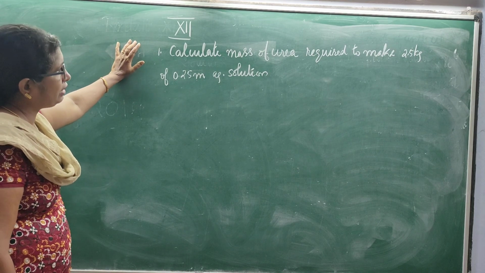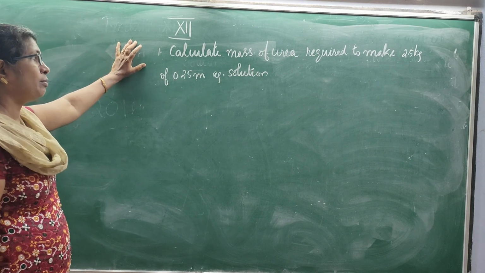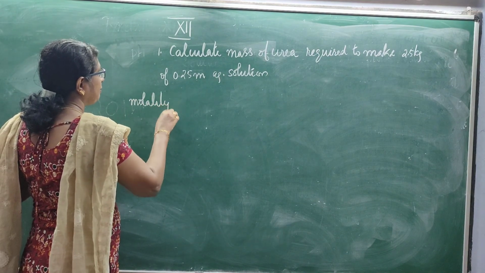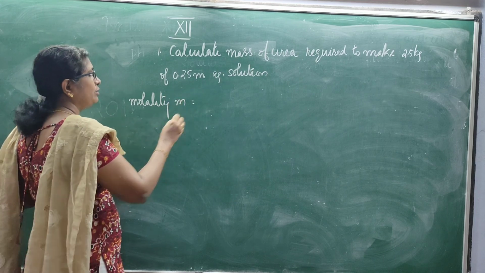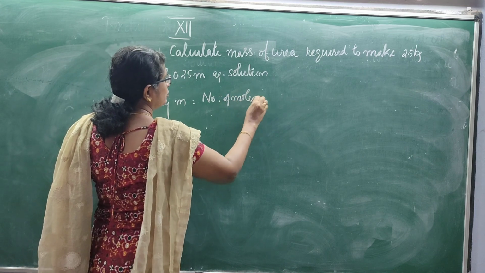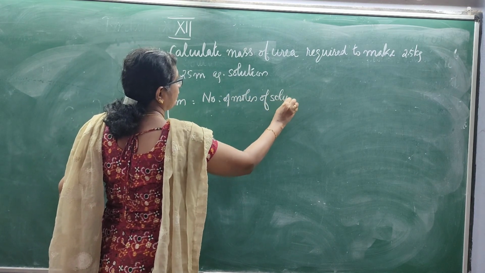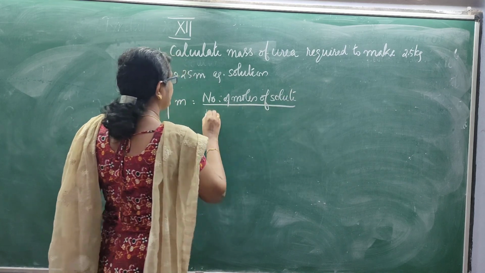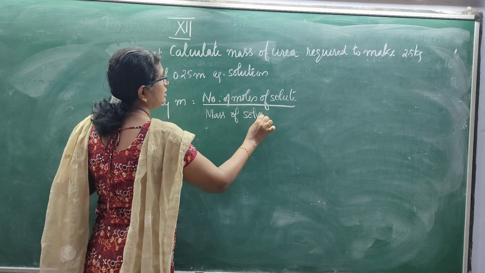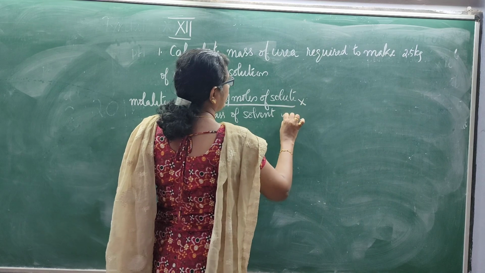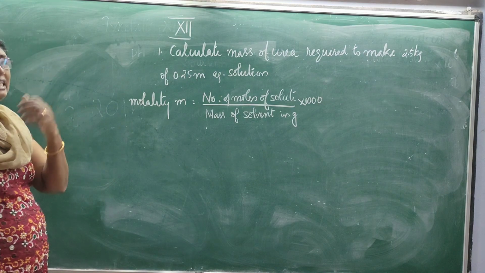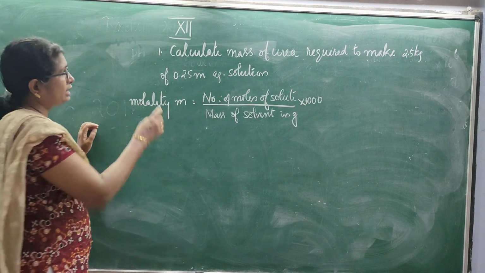So first we have to find out the mass of urea. So what is the formula for molality? Molality, small m, is equal to the number of moles of the solute divided by the mass of solvent. We need the mass of solvent in gram, into 1000. This is molality m.